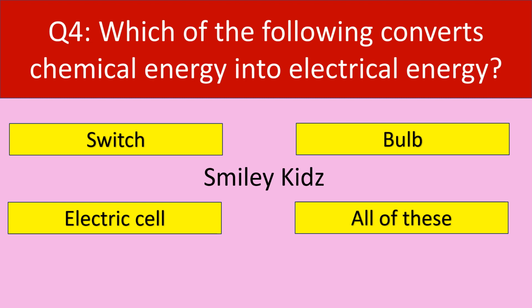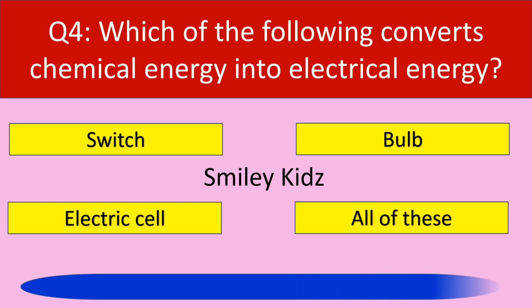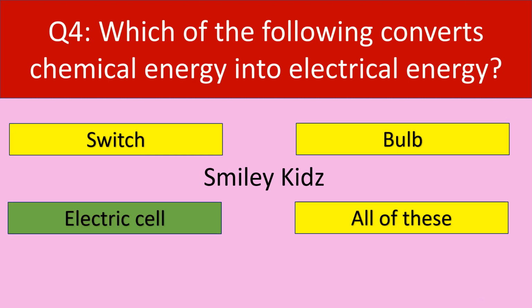Question number 4. Which of the following converts chemical energy into electrical energy? Options are switch, bulb, electric cell, all of these. Your time starts now. Your time is up. The correct answer is electric cell. Electric cell converts chemical energy into electrical energy.